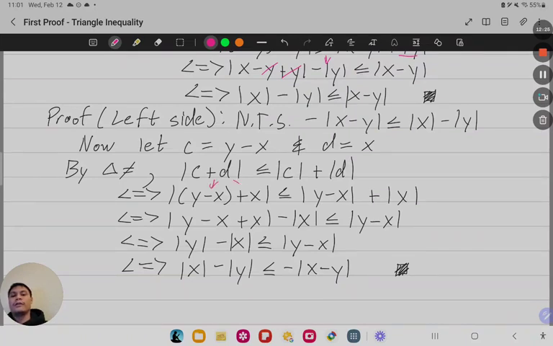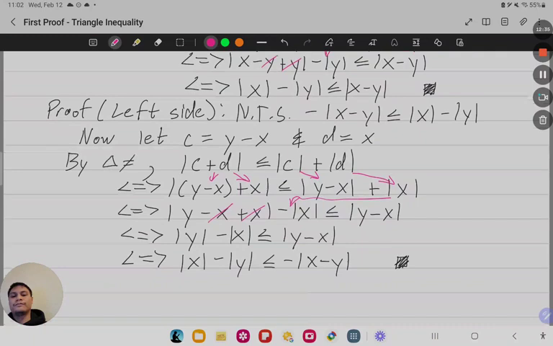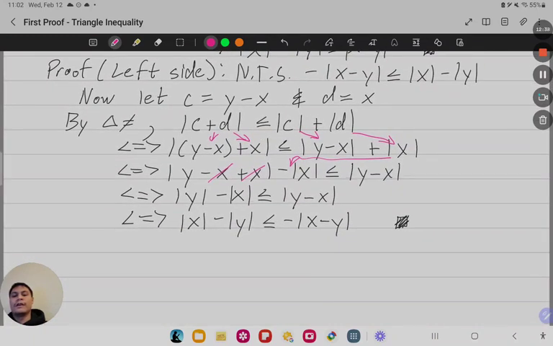We plug in our values again, our substitutions. We make the cancellation again. We move x to the other side. And now we see that this is the absolute value of y minus the absolute value of x. It's less than or equal to the absolute value of y minus x.